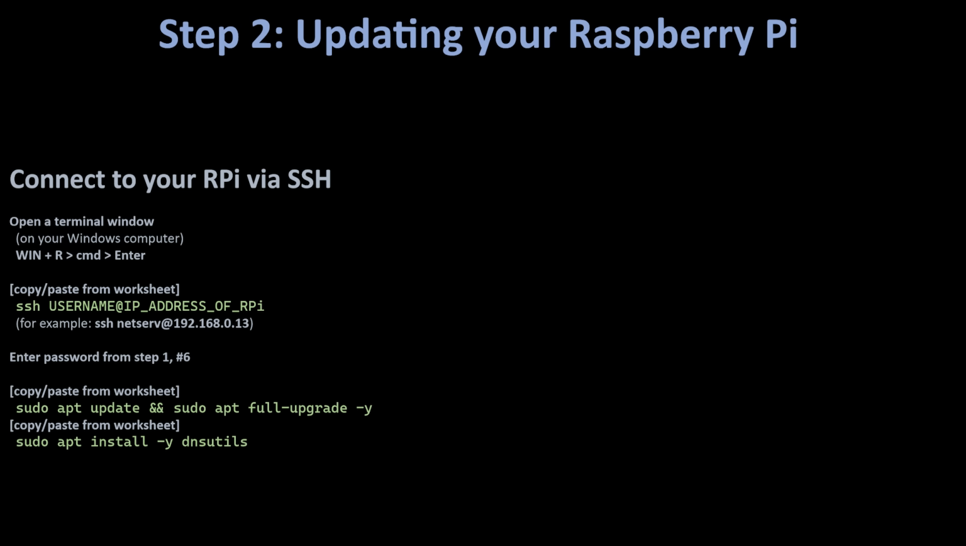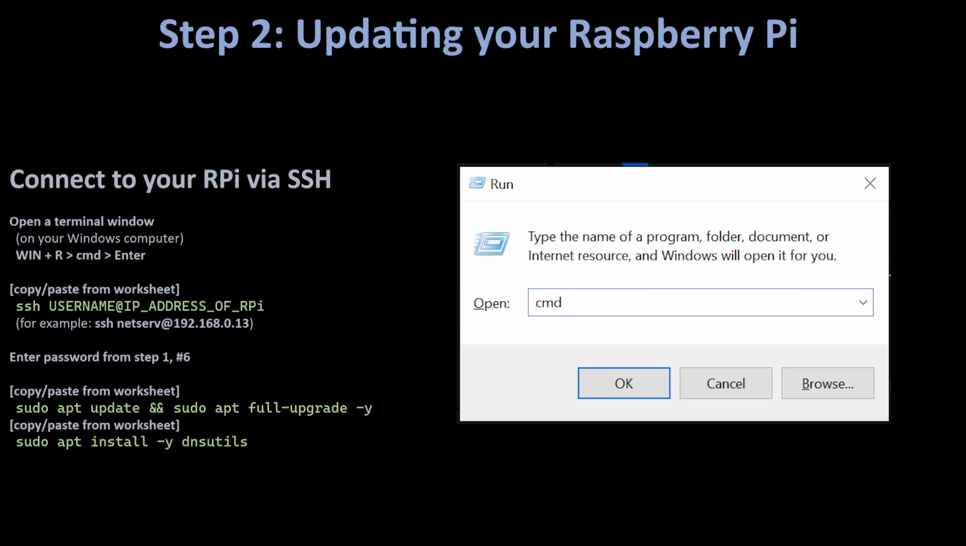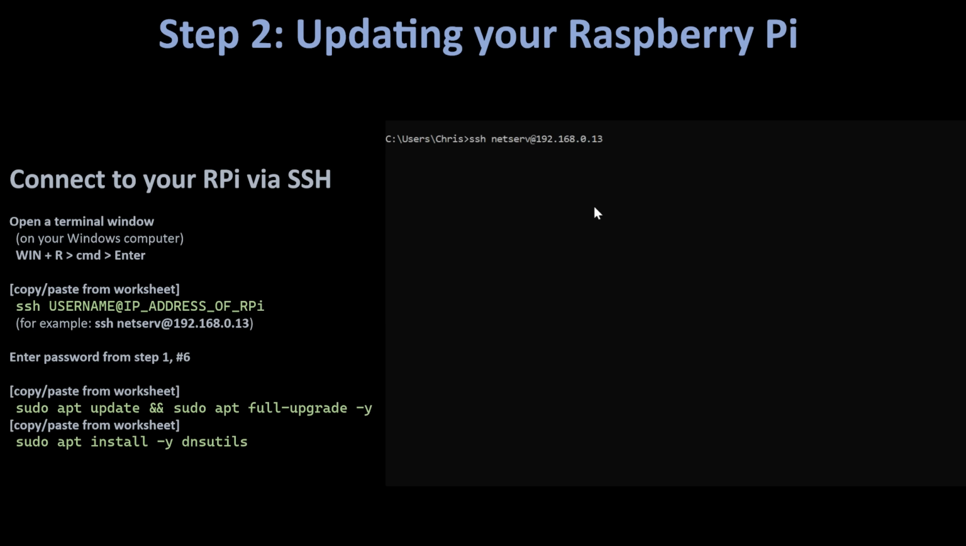Step 2. Updating your Raspberry Pi. For this, you're going to connect to your Raspberry Pi via Secure Shell, or SSH. To do this, you'll need to open a terminal window. On a Windows computer, you press the Windows and R keys. When the run prompt comes up, you'll type CMD and press Enter. A command prompt window will appear.